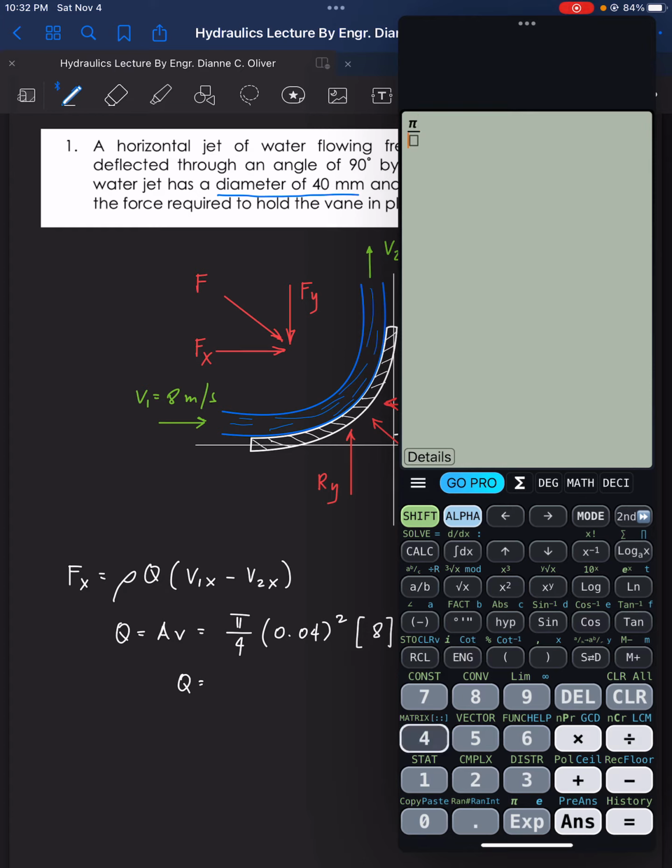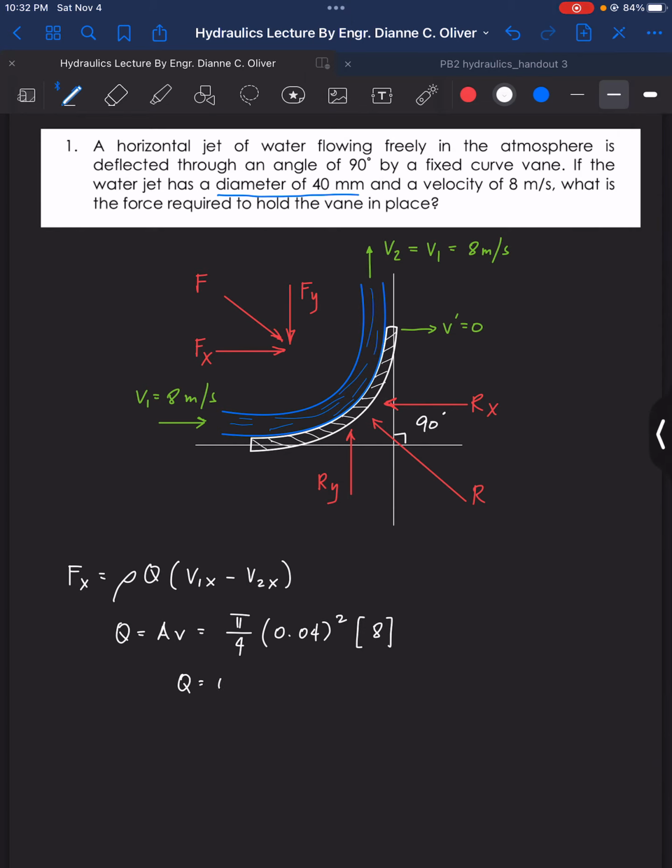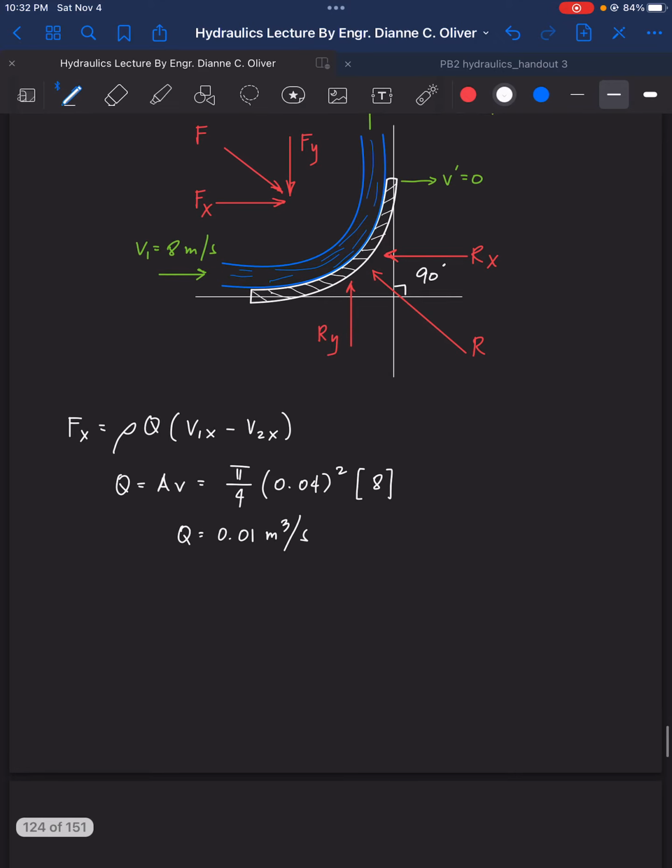So shift pi over 4 times 0.04 squared times 8, that is 0.01. So 0.01 cubic meter per second. So we can now have our Fx is equal to the density of water, which is 1000, Q is 0.01, and then we have V1x being the 8 meter per second, and V2x.